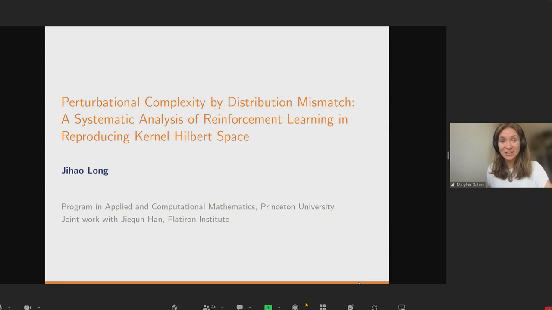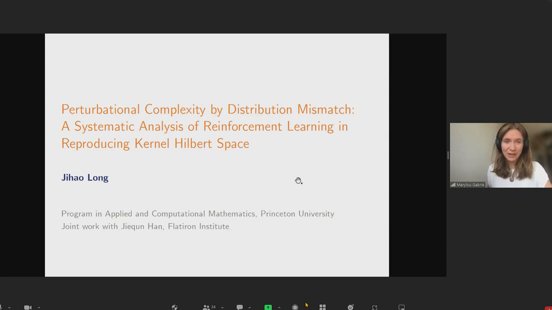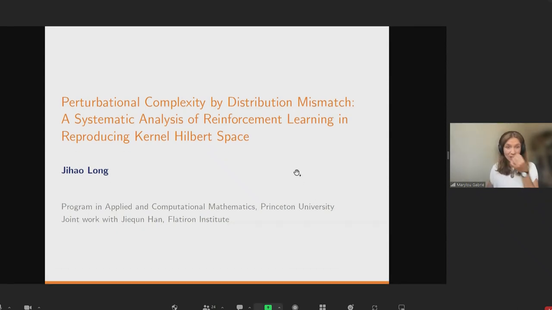But okay, so this session will be about applications of learning that can be relevant for science in general. And here, the first talk will be given by Jiao Long, who is coming to us from Princeton University. So take it away.